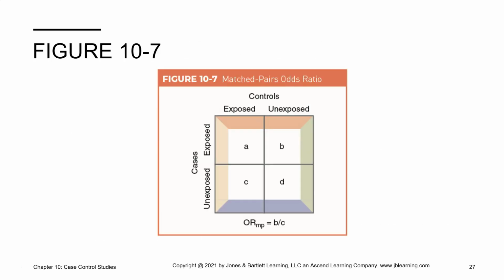So figure 10-7 goes over that matched pairs odds ratio here. So you have the number of cases and then the number of controls, the different pairs that are exposed, the controls and the cases, and then the unexposed controls and the exposed cases. Then you have the exposed cases and the exposed controls, and unexposed cases and unexposed controls.